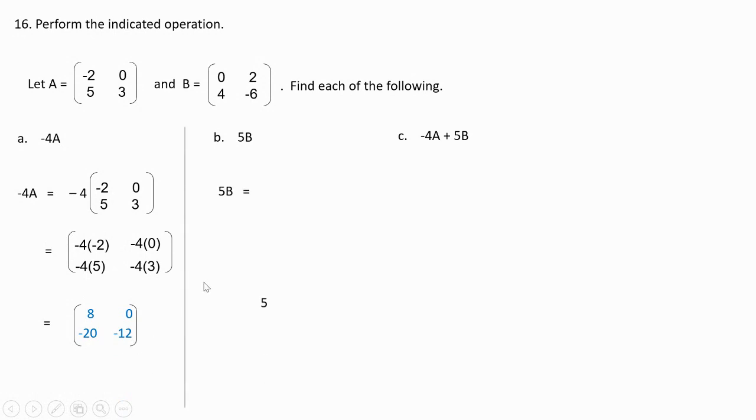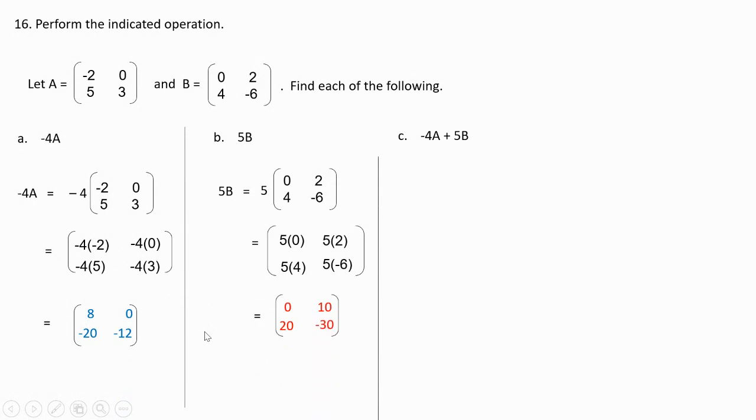Now the same process, but now we're going to do 5b. We're going to multiply 5 times every element in matrix B. Okay? So it'll be 5 times 0, 5 times 2, 5 times 4, and 5 times negative 6. It's going to give us 0, 10, 20, negative 30. Now, for C part, I'm going to do negative 4a plus 5b, right? So I already found negative 4a and I already found 5b, so all we do is add them. There's my negative 4a, and there's my 5b.